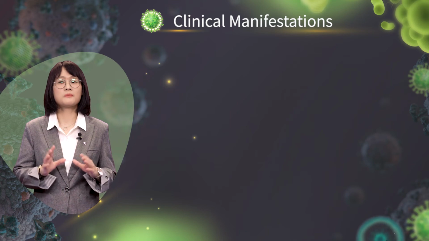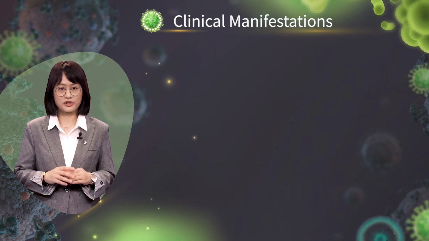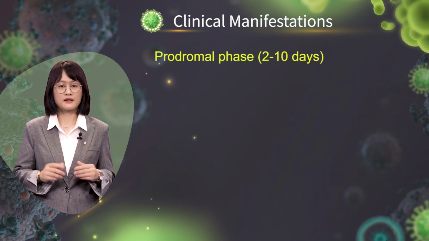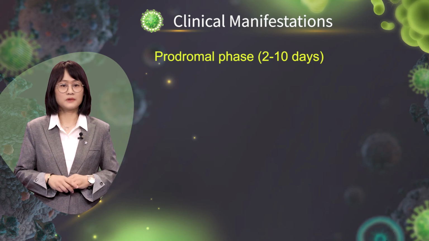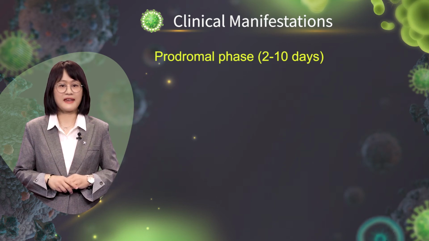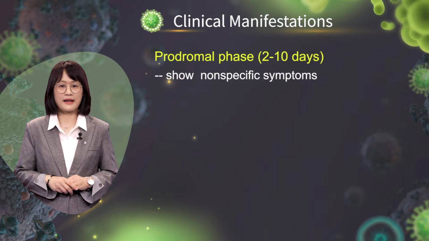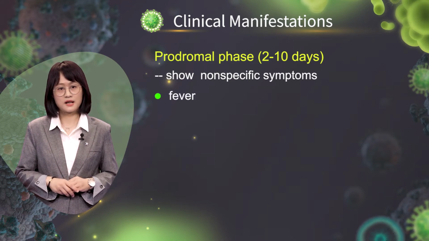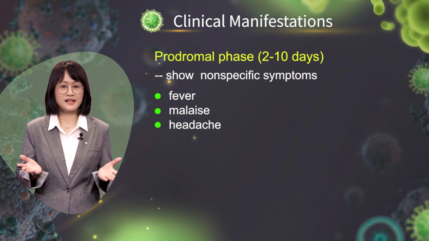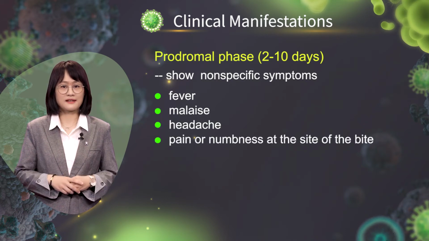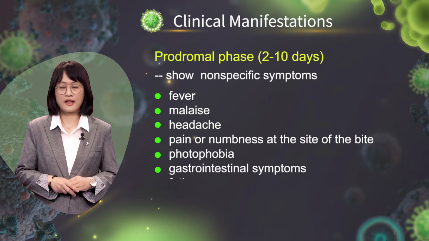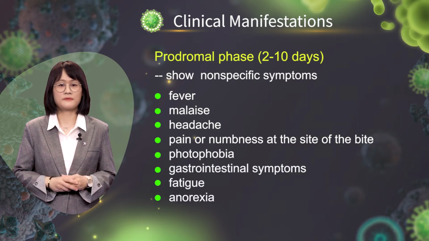After weeks to months, the patient enters the prodromal phase. During the prodrome, lasting 2 to 10 days, the patient may show any of the following non-specific symptoms: fever, malaise, headache, pain or numbness at the site of the bite, fear of light, nausea, and vomiting, etc.